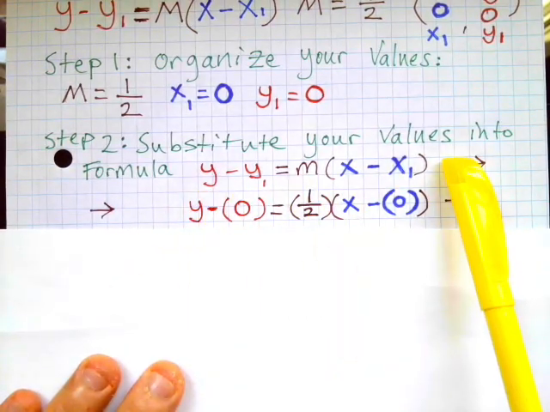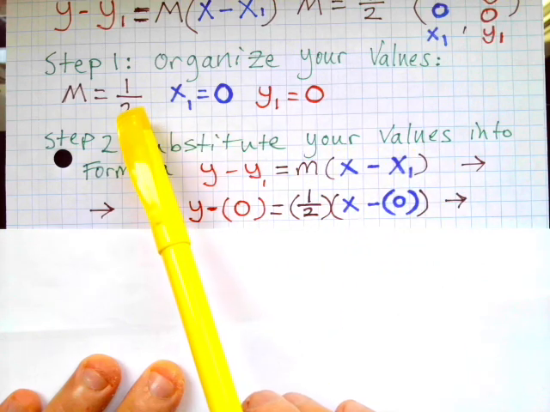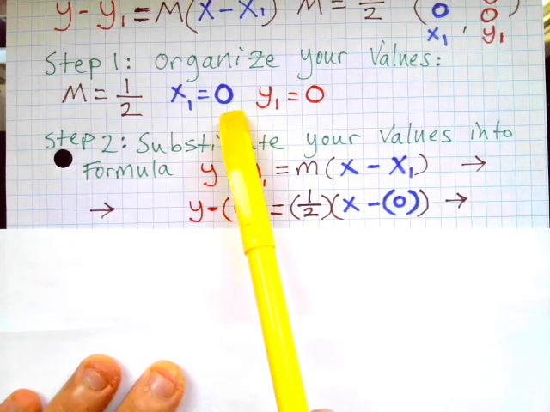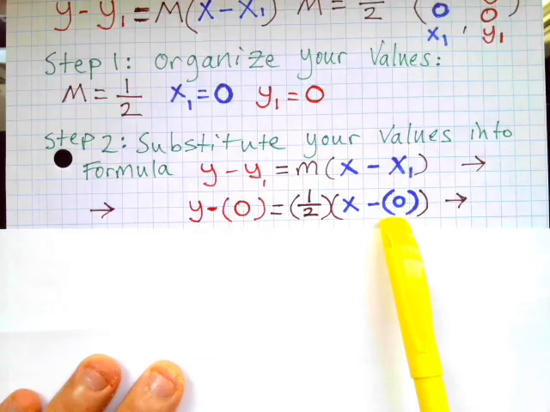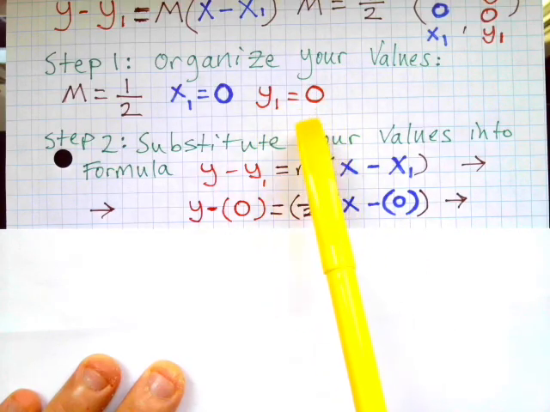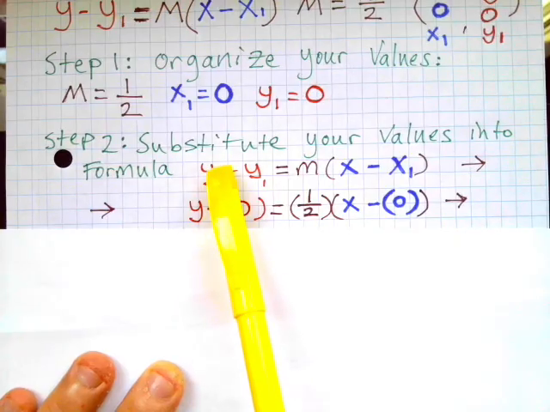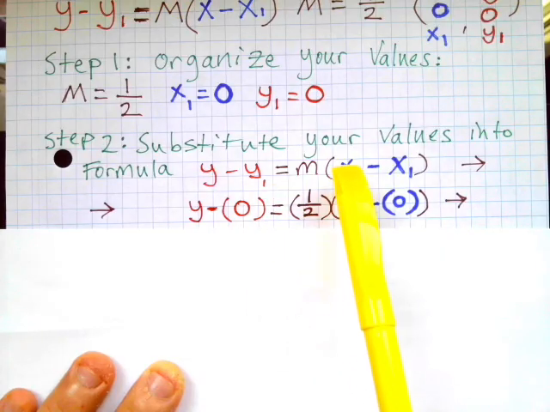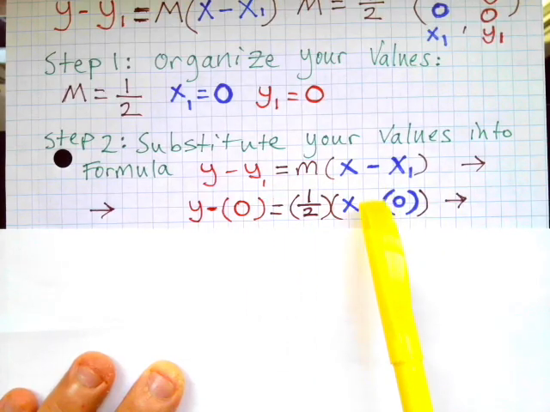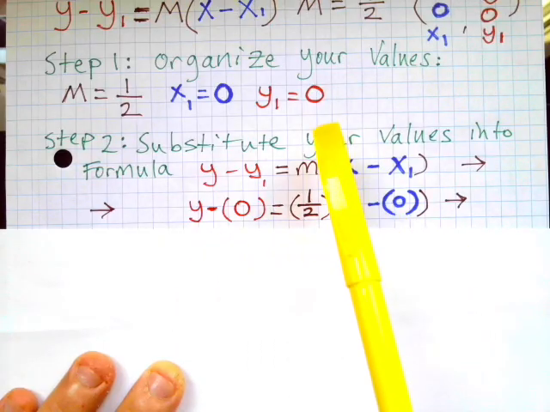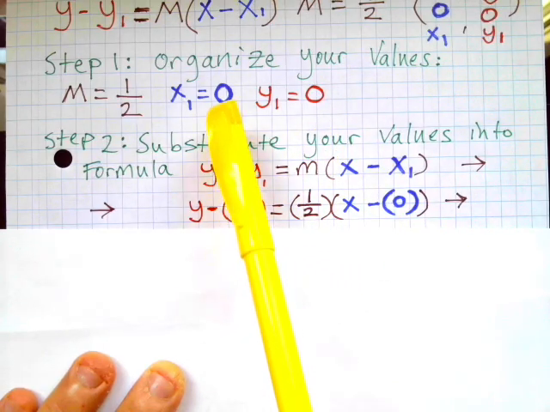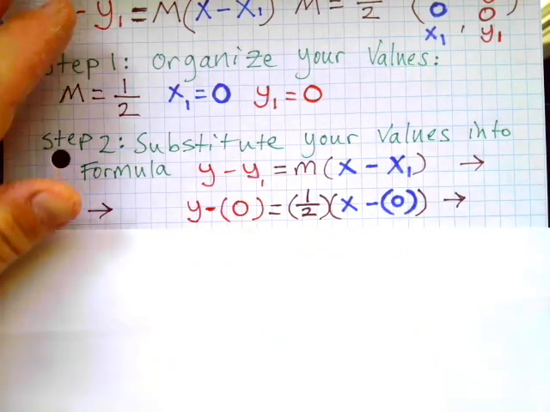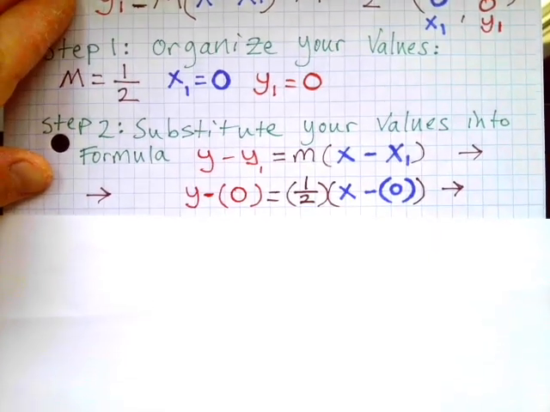Here's our formula. I'm going to substitute my slope, which is m, 1/2. I'm going to substitute my x1 value, which is 0, for x1. I'm going to substitute my y1 value, which is 0, for my y1 value. And you can see the y, the subtraction symbol, the equal sign, parentheses, the x, the minus, they all stay the same. I'm just substituting my y1 value, my x1 value, and my slope, which is m. Okay? So step by step, going to go slow here.